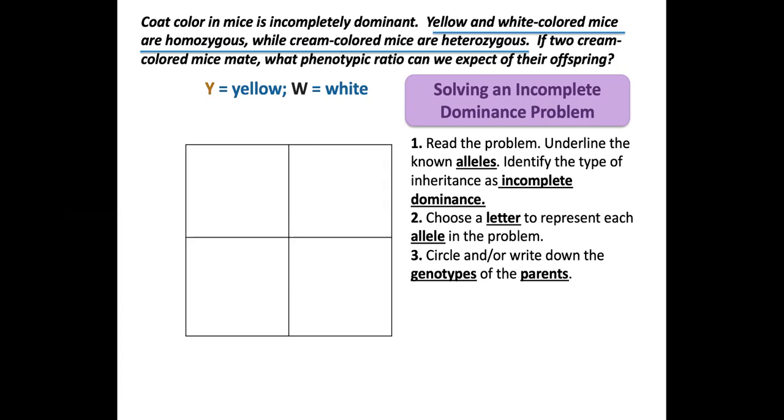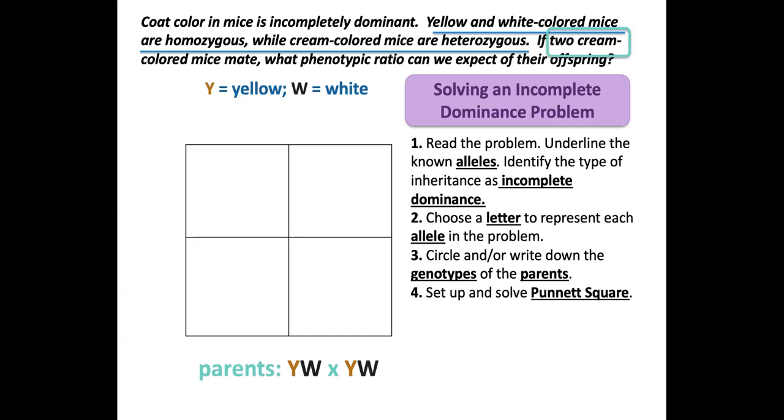Next, we have to circle and or write down the genotypes of the parents. So what do we know about the parents? Okay, they're heterozygous because they are what color? Cream. So how do we represent cream for the parents? Big Y, big W, and the other parent is big Y, big W, because they're both heterozygous, which is cream. Okay, so there's our parents down there.